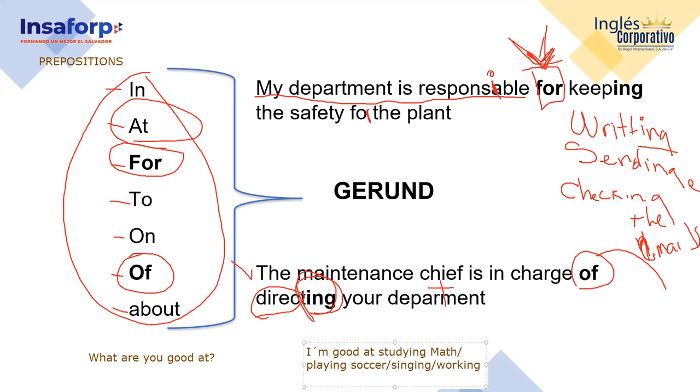Working. But we are not going to say trabajando, right? Because this ing, we are not going to conjugate it with trabajando. Okay? Because you are saying here, I'm good at studying. You're not going to say, yo soy bueno para estudiando. No, that is not the way that we say. Gerund doesn't mean that this is in progressive. This is not progressive tense. Gerund means that you are using the ing form of the verbs, but it is not the progressive.